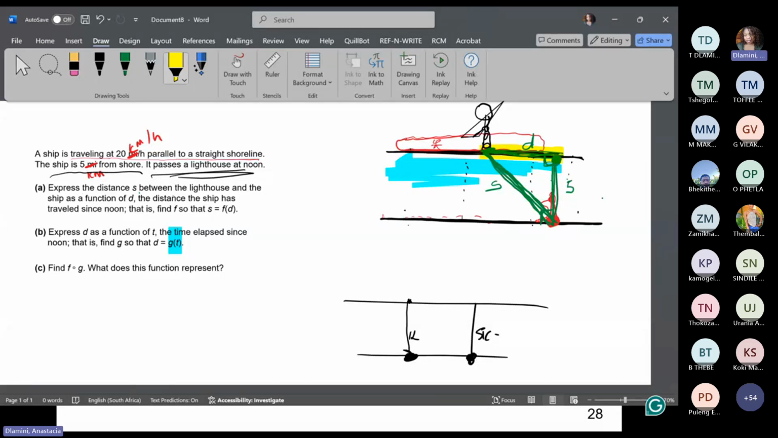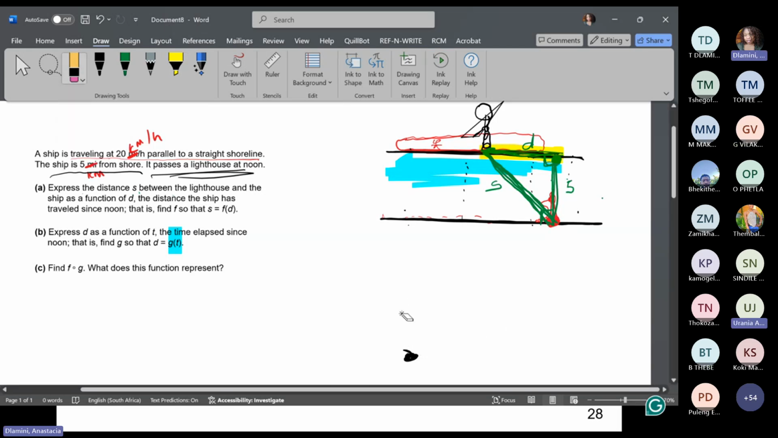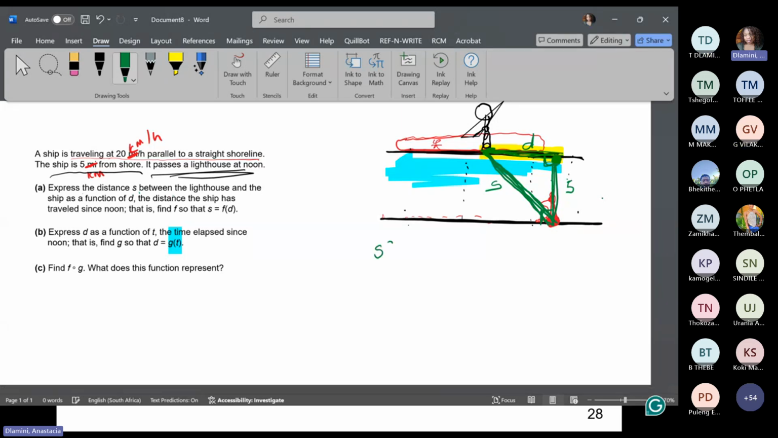So they want me to find S, where S is the distance between the lighthouse and the ship. What am I going to use there? Pythagoras. Pythagoras says the hypotenuse squared is equal to the sum of the squares of the other two sides. So S is equal to the square root of D squared plus 25. Are we all together?